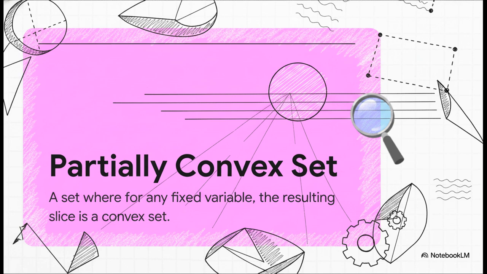Notice how we're focusing in on that slice right there. If we lock down the variable y, the resulting slice in the x variable is completely convex. It behaves itself, but only conditionally. It represents this physical, conditionally structured geometric realm. Basically, it's reality, but with strings attached.